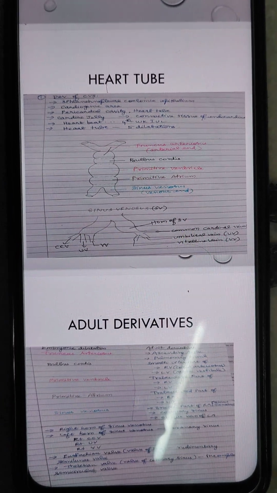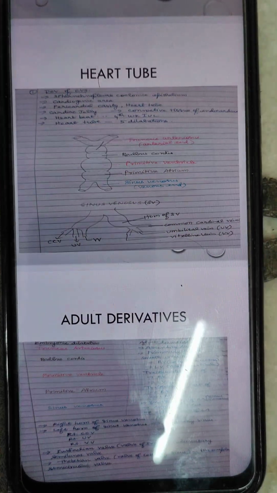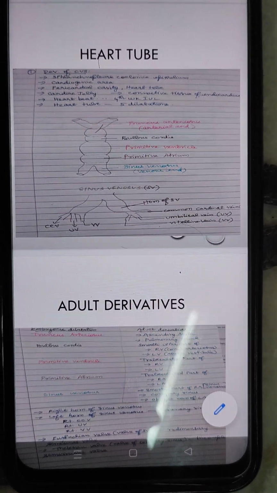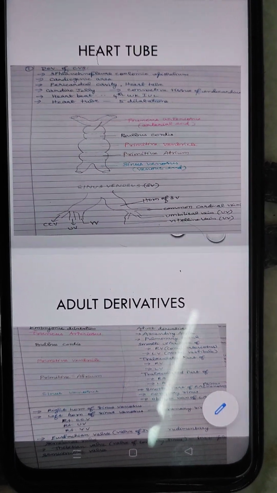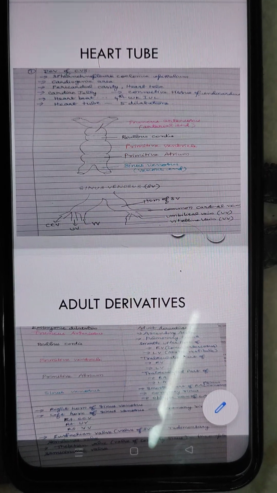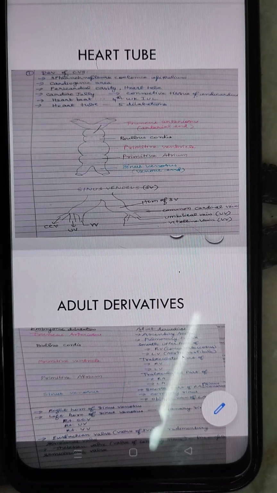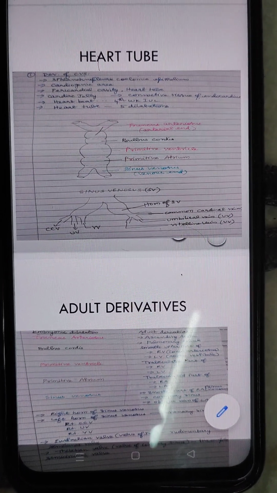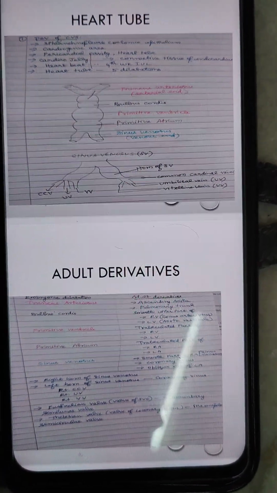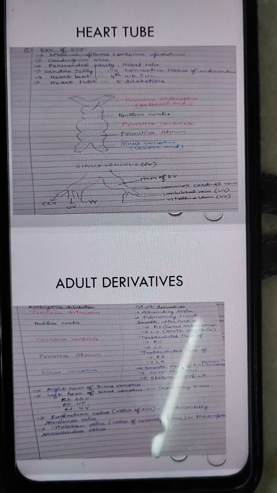cells migrate through the primitive streak to a region that is nothing but cranial to the neural folds. There they form a horseshoe shaped region which is nothing but your cardiogenic area. So this cardiogenic area is cranial to your neural folds. The intracoelomic area develops into the pericardial cavity, and the mesoderm surrounding this pericardial cavity leads to the formation of heart tube.